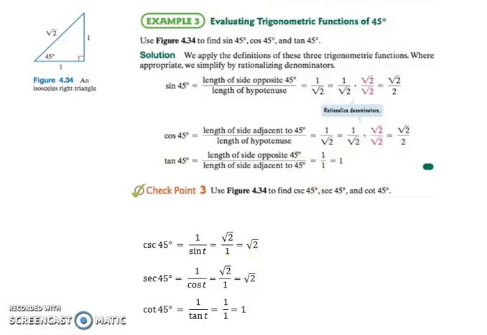And then cotangent, the reciprocal of 1 is just 1. So those are pretty straightforward. 45 is the easiest one to memorize.